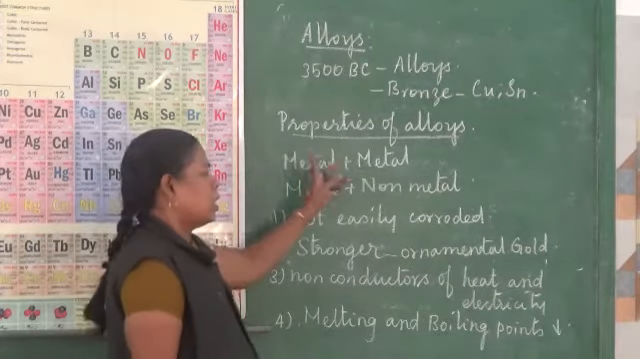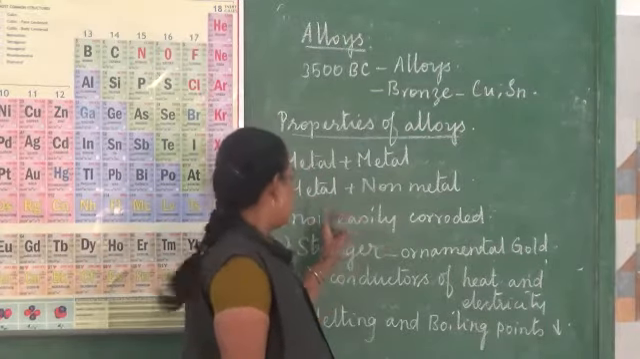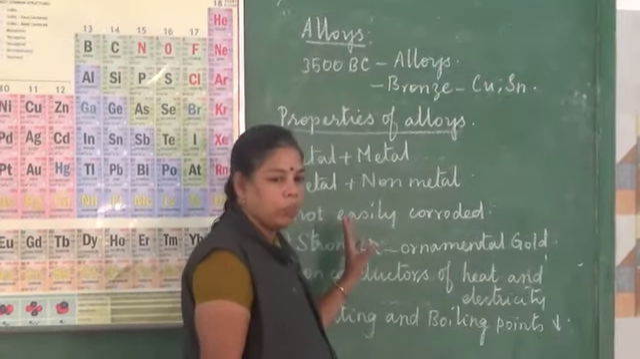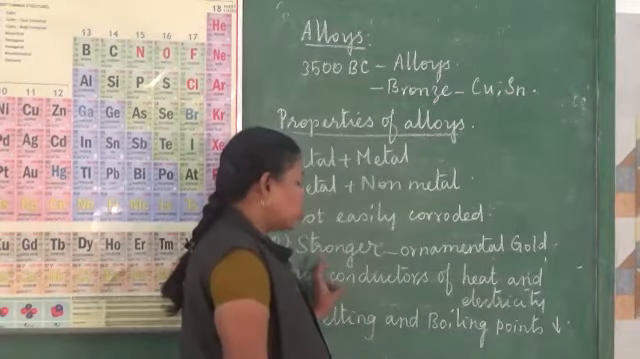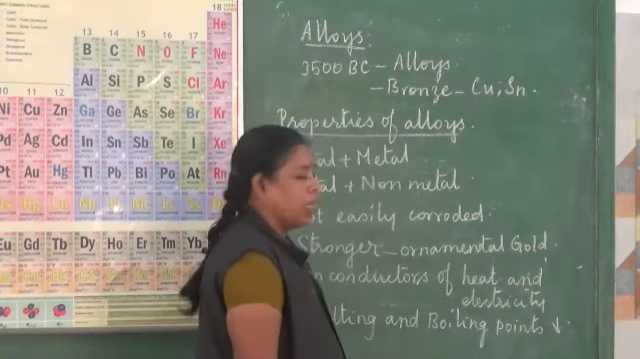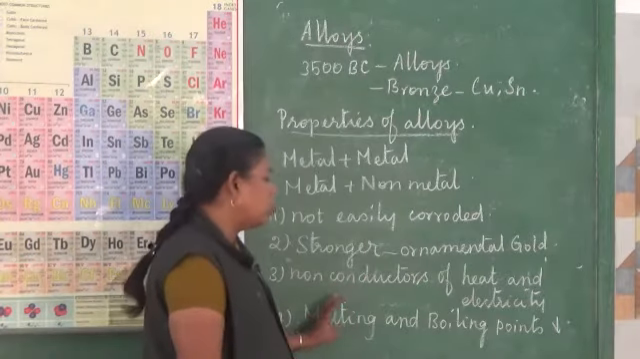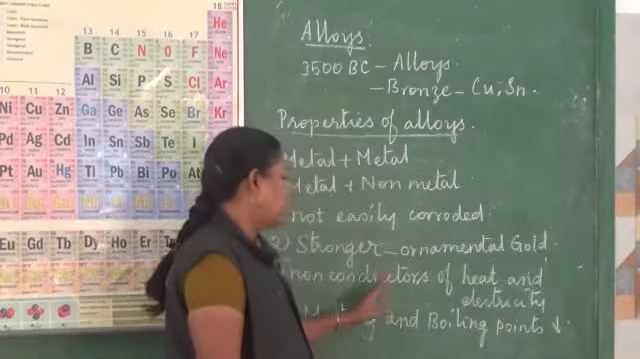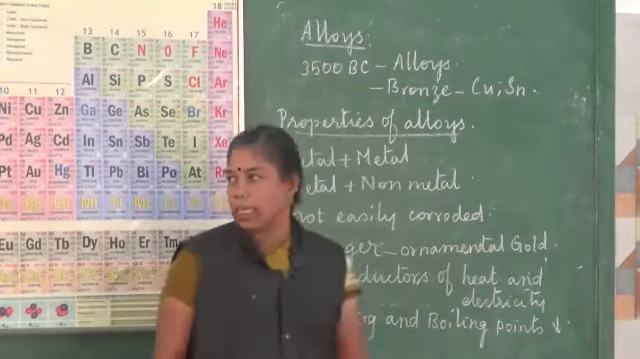Once again, alloys are nothing but a homogeneous mixture of metal with metal or metal with non-metal. Second property, alloys are not easily corroded, or corroded to a little extent, and they are stronger than the respective metals. They are non-conductors of heat and electricity, or conduct heat and electricity to a little extent, and their melting point is lower than the respective metals, and the boiling point is also lower than the respective metals. So these are the properties of alloys.